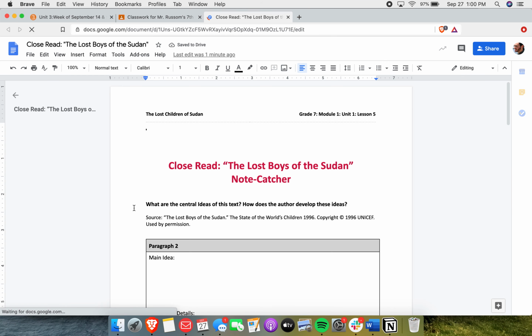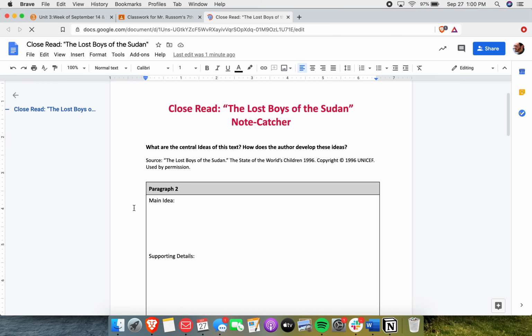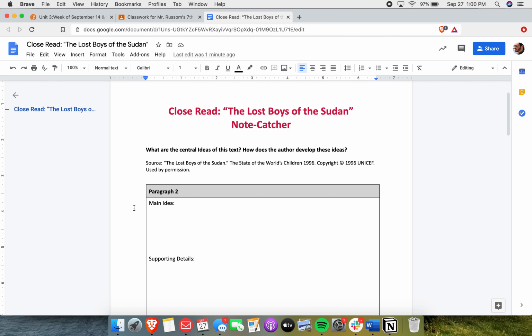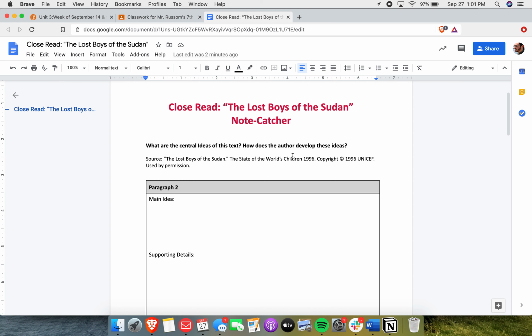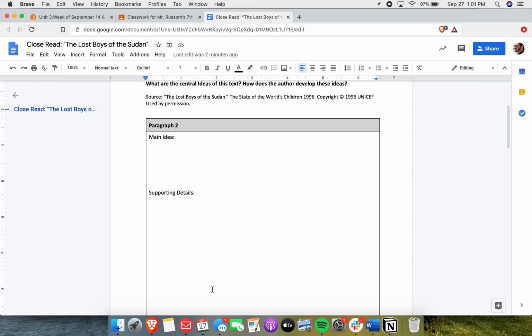So I'm just going to quickly go through each section and make sure we all have a good sense of what you need to do in this worksheet. So this worksheet as a whole is asking us, what are the central ideas of this text? How does the author develop these ideas? You don't need to answer this question right here. These worksheets also always include a main question at the start to help you think about the worksheet as you get into it. So you only need to do the boxes down below.